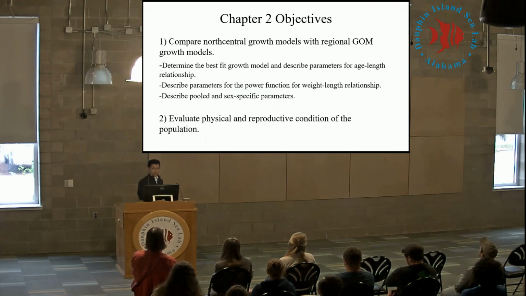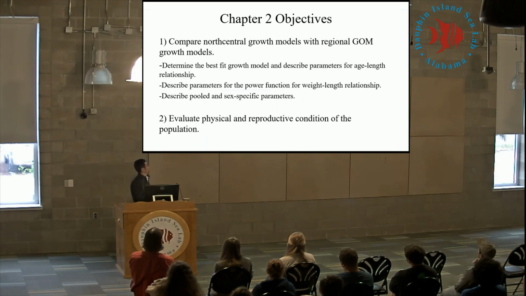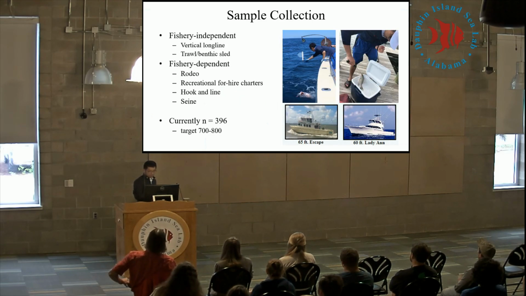So my chapter 2 is going to be on age and growth of this species, which is going to be important for the stock assessments because it'll be able to tell me things about its population structure and different size classes. So I have two main objectives for this one. The first will be to compare my own growth models, which I'll fit from my own data set, with regional Gulf of Mexico growth models, such as in Florida and Louisiana.